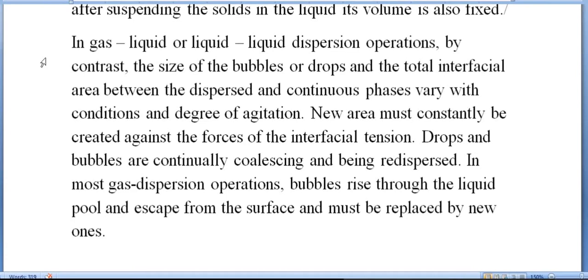Let us see one by one. In a gas liquid, we know. Liquid, we know. Dispersion operations, very good. What is our aim? We are supposed to disperse a gas in a liquid, or disperse an inorganic liquid in organic liquid, or disperse organic liquid in inorganic liquid. Then what happens? By contrast, the size of the bubbles.